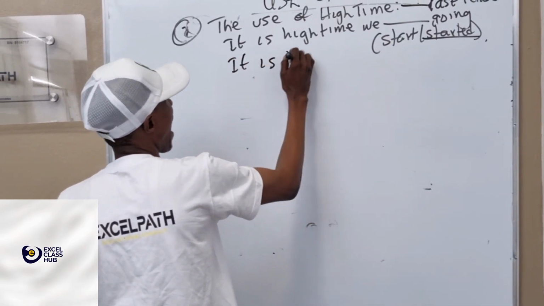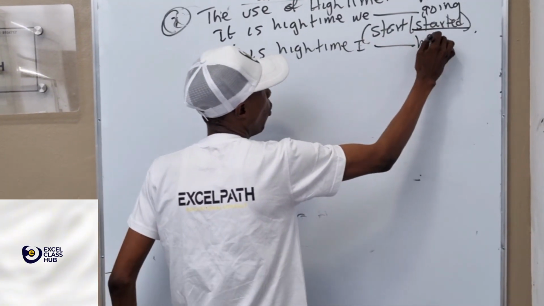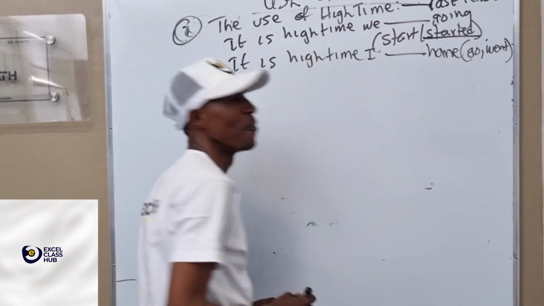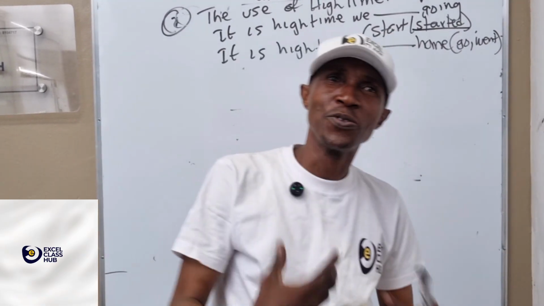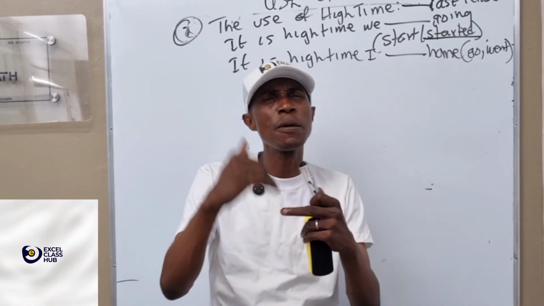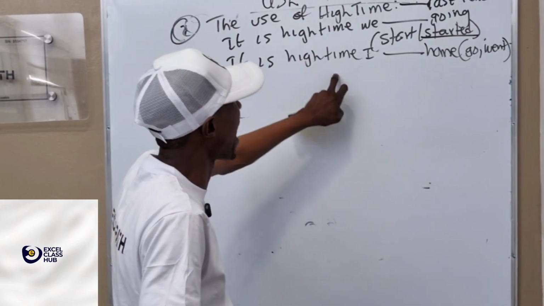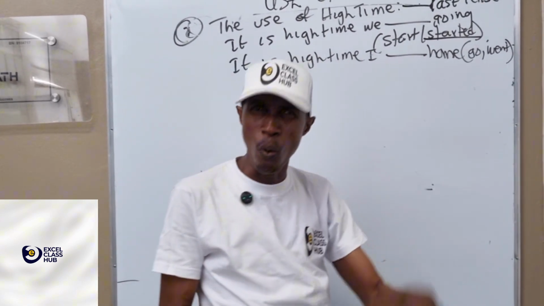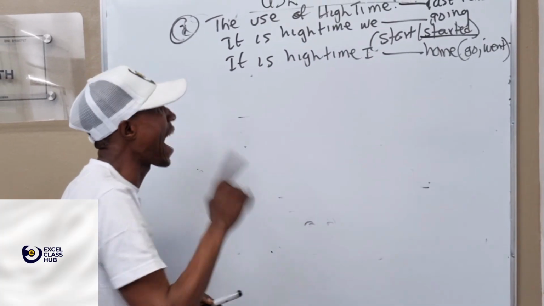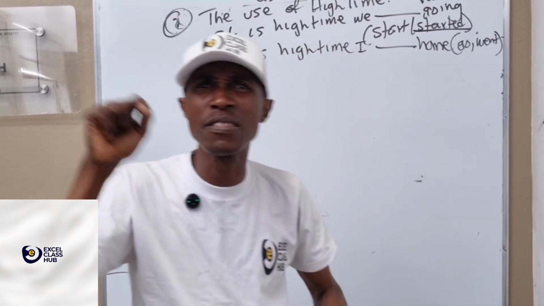It is high time I dashed home. You have your go, you have your what? Went. Follow the principle. Don't look at whether it rhymes. No, these are principles that must be followed. What do I say? It is high time I went home. Why? The principle states that whenever high time is used in a question, it must go with past tense.